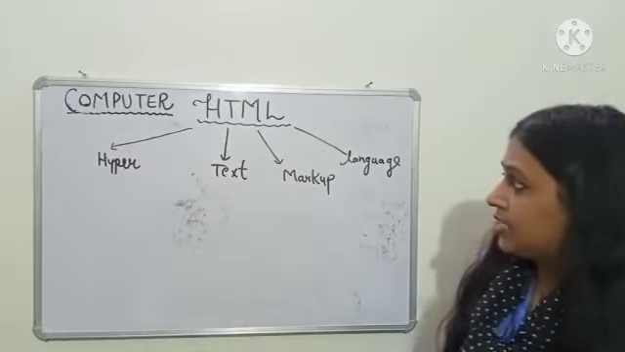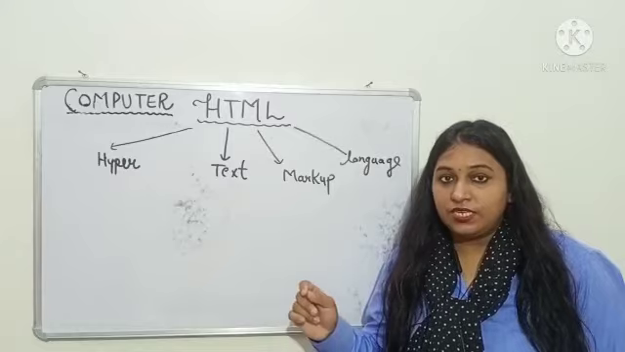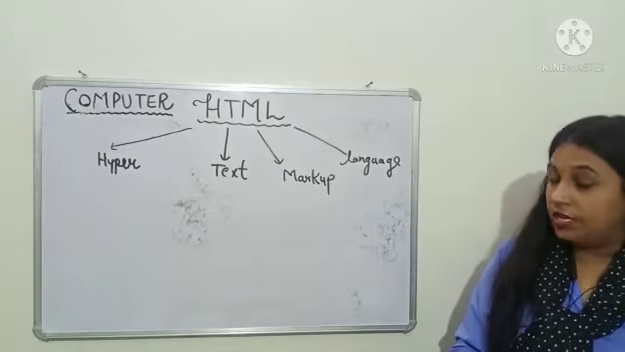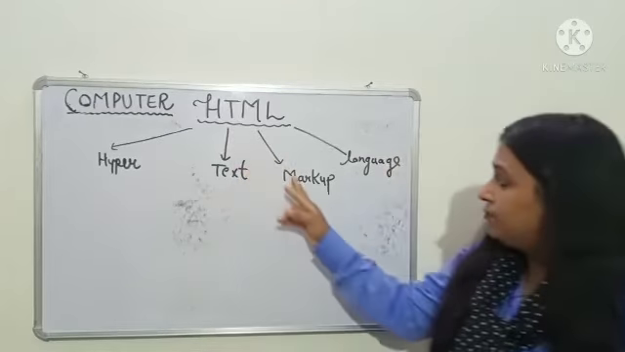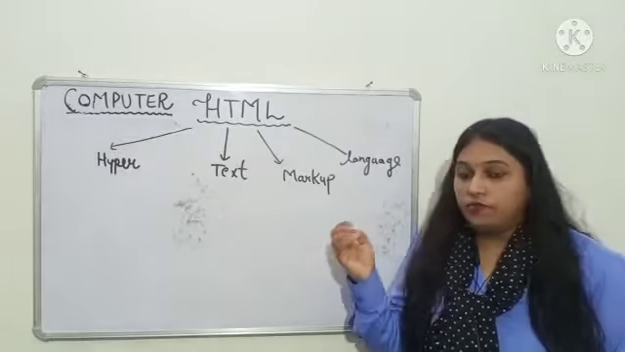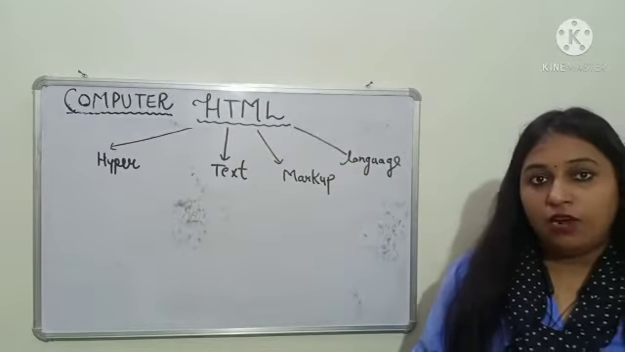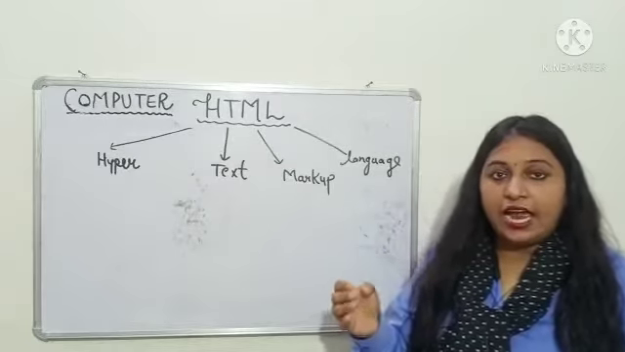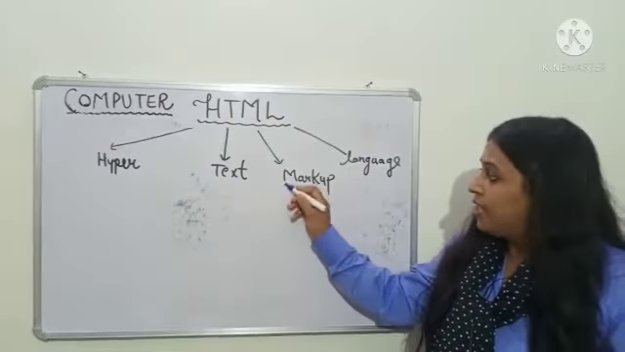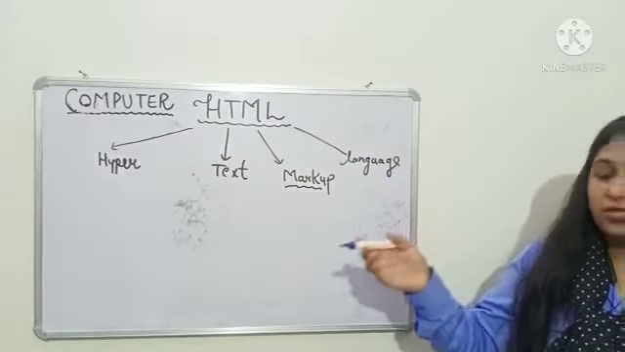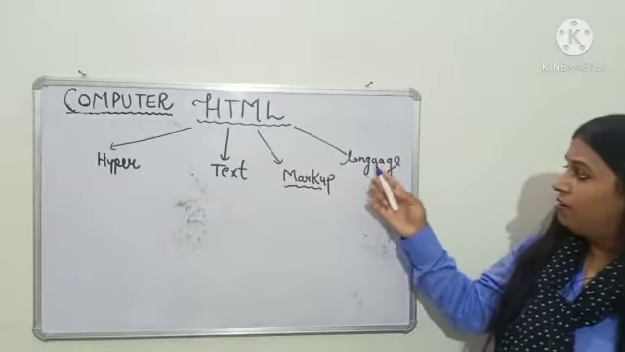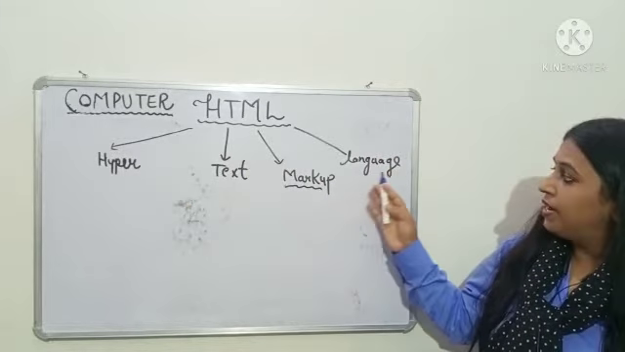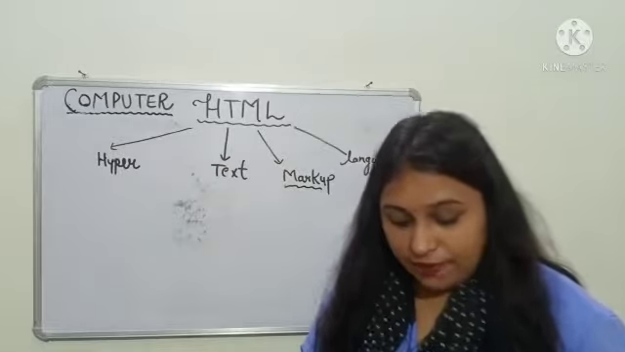And second is text. HTML is a text language, meaning in this language we will use simple English. So this is text. And what is the meaning of markup? Markup means we can create a lot of headings, a lot of styles. We can make our text bold, italic and underlined. That's why this is a markup. And language, you know, this is a language. That's why L for language. So this is the exact meaning of hypertext markup language. This is the full form of HTML.